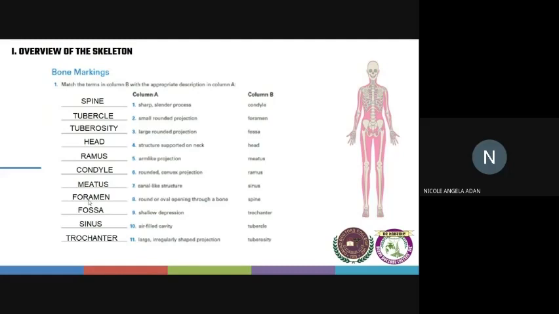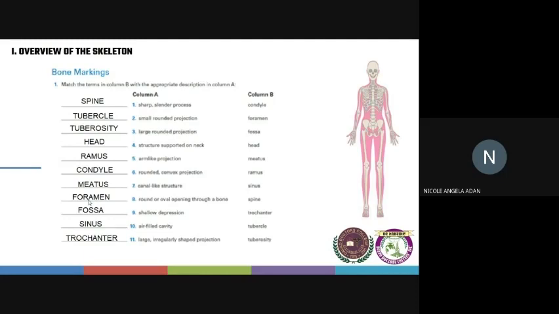Number 4, structure supported on neck. Our answer is head. For number 5, arm-like projection. Our answer is ramus. And number 6, rounded convex projection. Our answer is condyle. Head, ramus, and condyle are projections that help to form joints.